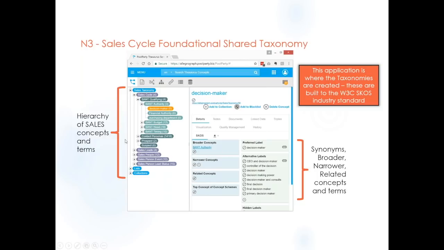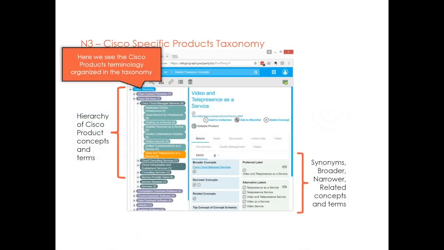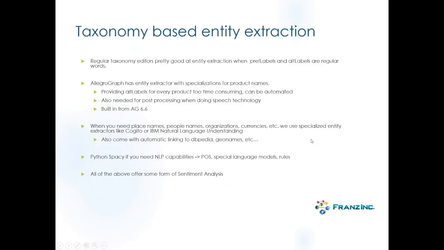Anyway, today is not a tutorial on taxonomies. And then for every specific client, you have taxonomies of the products they use. So you might have "video and telepresence as a service," but no one will ever use that term. They will use other terms like "video service" or "video as a service." So again, a lot of work to take concepts and come up with all the alternative labels and then also look at the more abstract categories. Anyway, you understand it's built around taxonomies, and then we do taxonomy-based entity extraction.